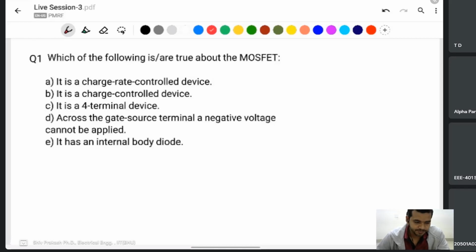Sir, what about the first one? It is a charge rate control device, right, sir? Charge rate means dq by dt. Yeah, that is a current control. But MOSFET is not a current control device. It is charge control. Charge control means Q is equal to CV. If you control the charge, then voltage is controlled. That's why MOSFET is called a voltage control device. Thank you, sir.